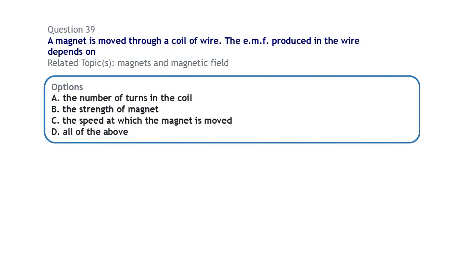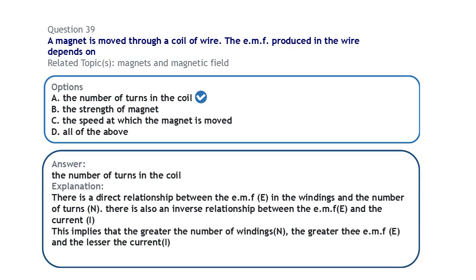Next, on magnet and magnetic field. A magnet is moved through a coil of wire. The EMF produced in the wire depends on the number of turns in the coil. The EMF depends directly on the number of windings or turns in the coil.